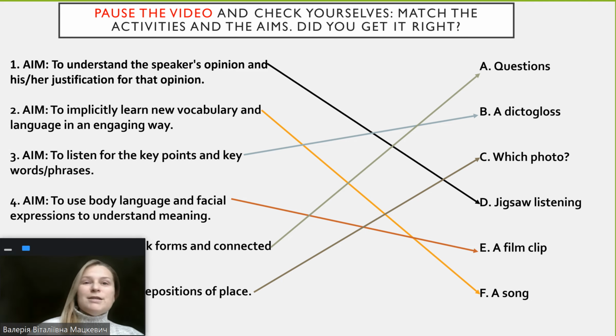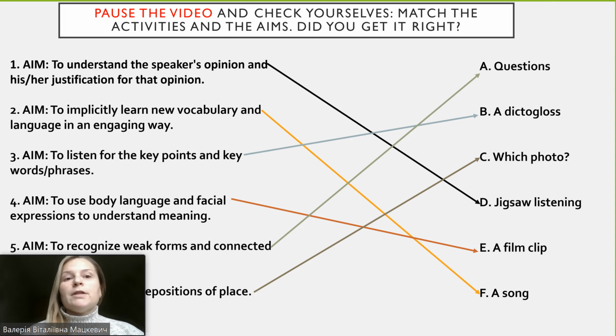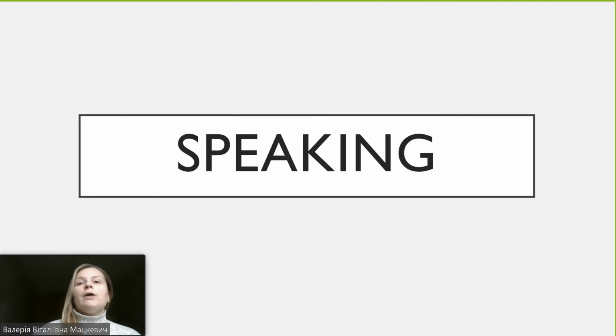Hi guys, and the next part of the lecture that I would like to talk about is speaking. When I started teaching, speaking was a bit of a challenge for me because I always thought that kids would not want to speak. They could have problems while speaking, how to overcome them. But I just didn't look at one point, which is very important.